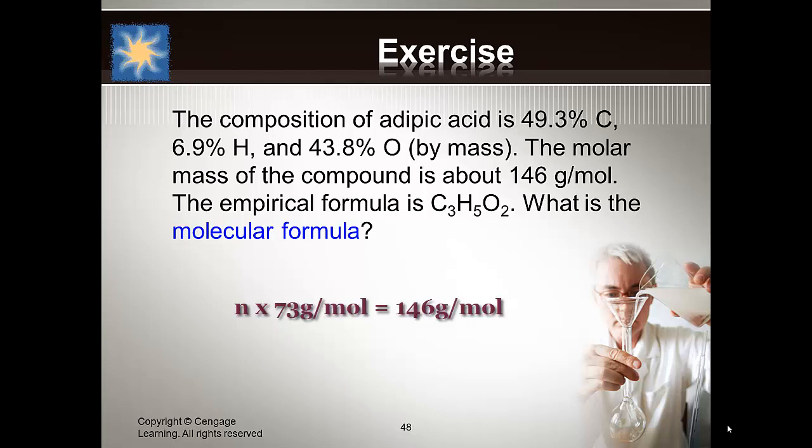So that means the molecular formula must be double the empirical formula. We're not going to put a coefficient of 2 out the front. What we are going to do is double all of those subscripts. So we're going to get C6H10O4. Okay, I hope you were able to follow along. C6H10O4.